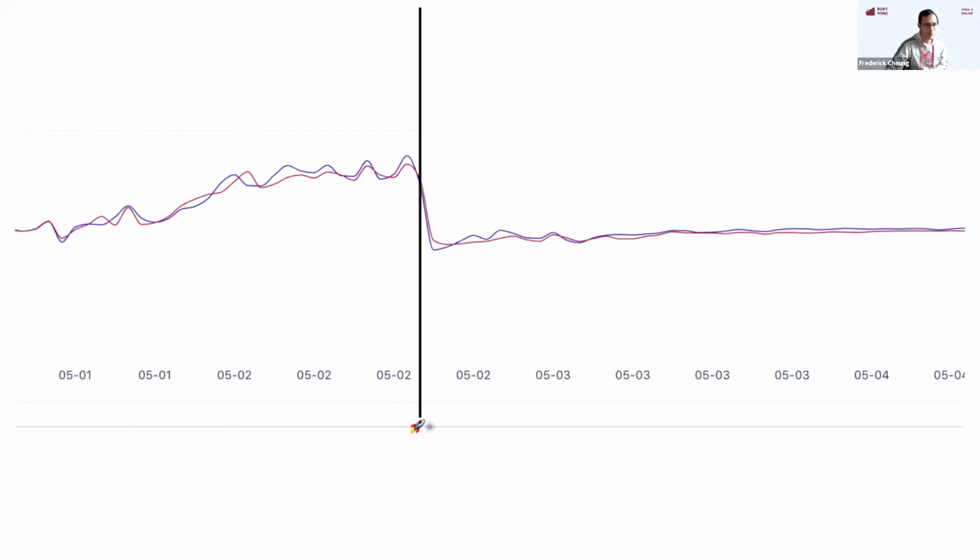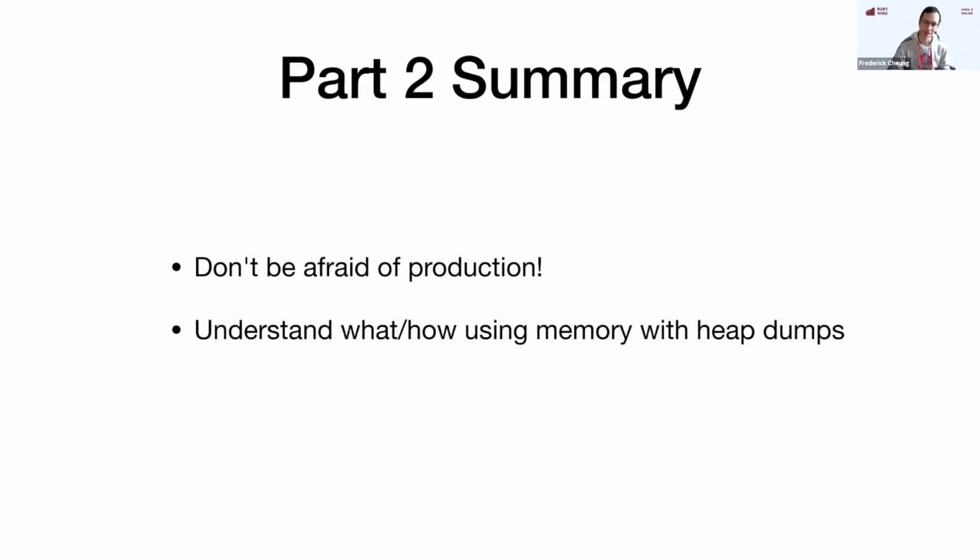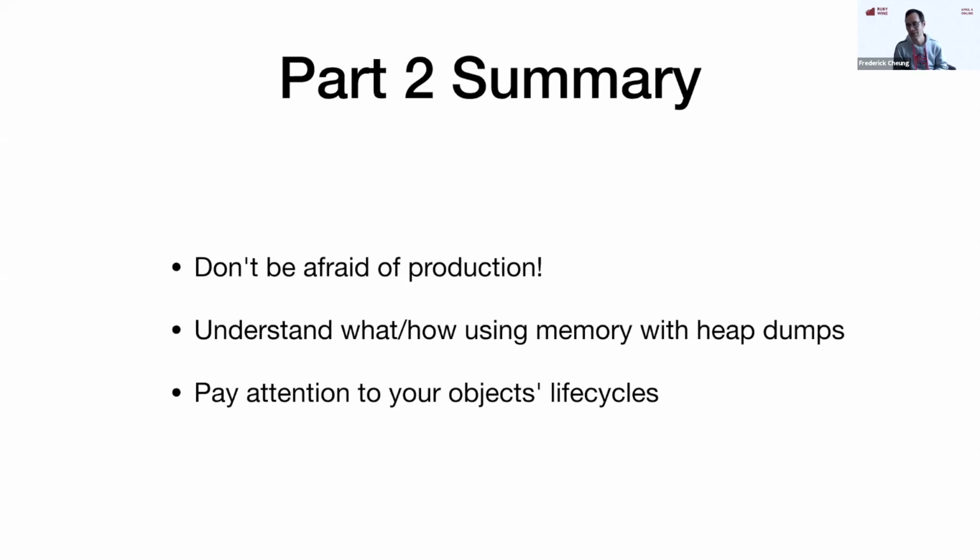So just to summarize on that, I would say, first of all, don't be afraid of production. Sometimes that's where you need to go to get the extra information. Obviously with great power comes great responsibility, but it can be done safely. Then the big takeaway really is heap dumps have a tremendous amount of information about what your application is doing in memory. And pay attention to life cycles.